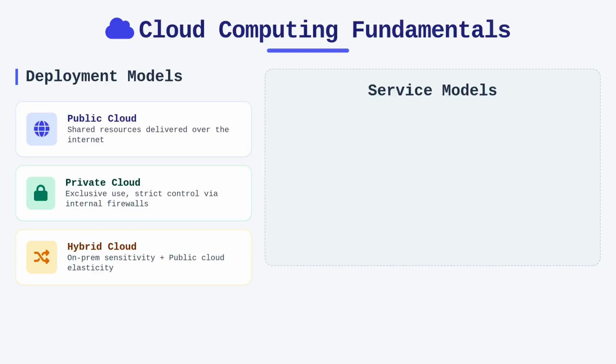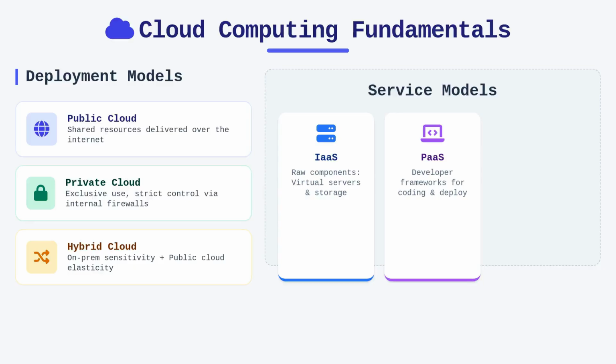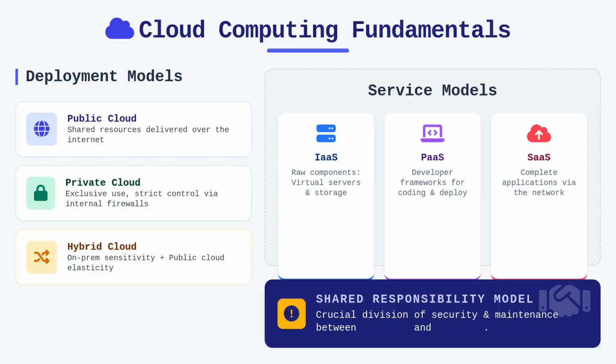Service models further refine this landscape into infrastructure as a service, platform as a service, and software as a service. IaaS provides the raw building blocks like virtual servers and storage. PaaS offers a framework for developers to code and deploy software, and SaaS delivers full applications over the network. In all these arrangements, the shared responsibility model is the most important concept to grasp, as it clearly defines which security and maintenance tasks belong to the provider and which remain the customer's burden.